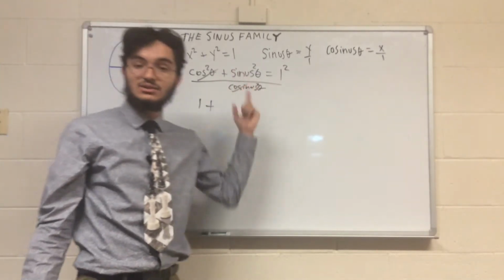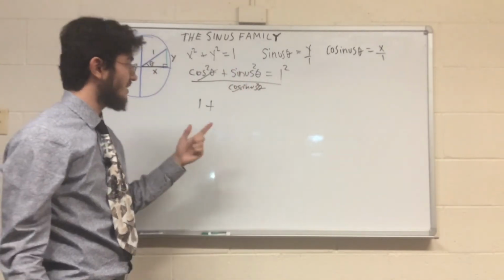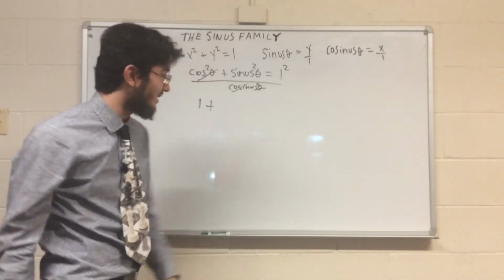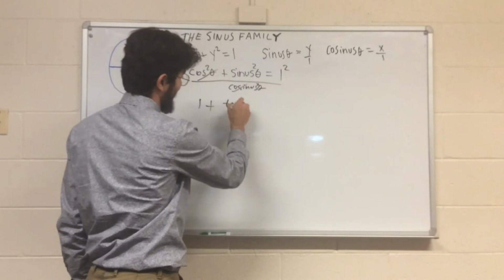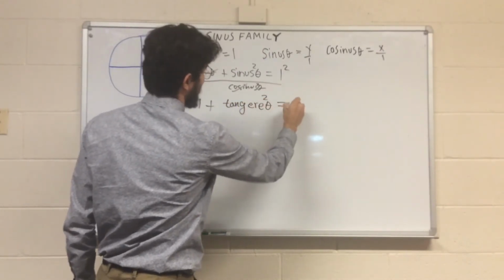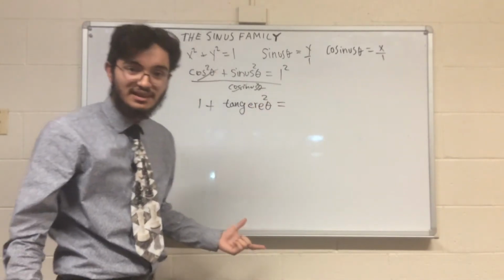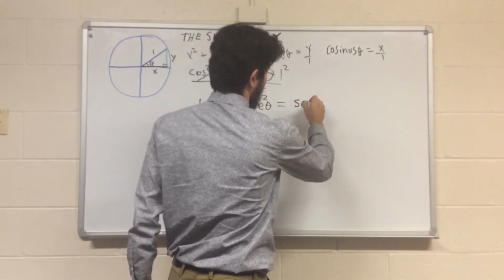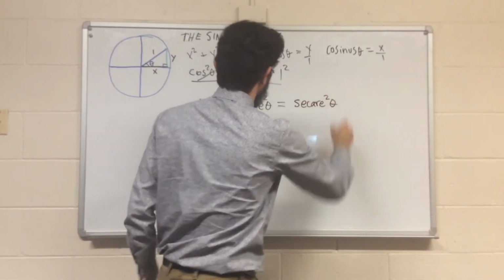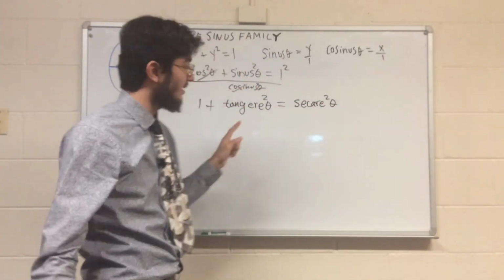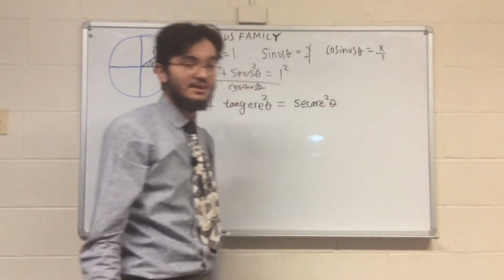Which is nothing but, not tangent, no, it's tangere of theta squared. And that's nothing but 1 over cosinus squared, and 1 over cosinus squared is not secant, it's secare squared of theta. Okay, so that's one of the identities. So 1 plus tangere squared of theta equals secare squared of theta.